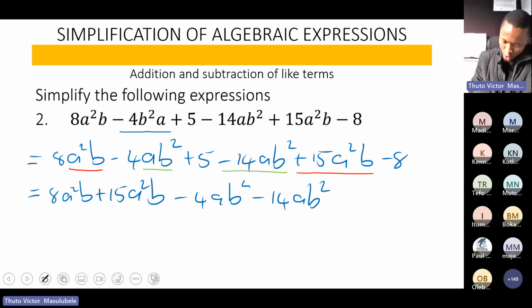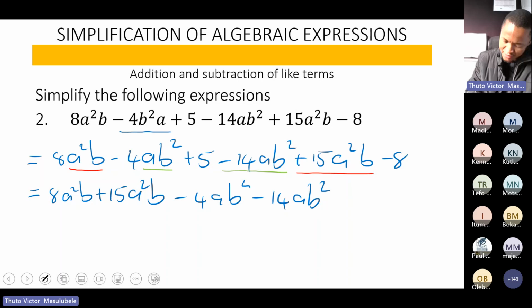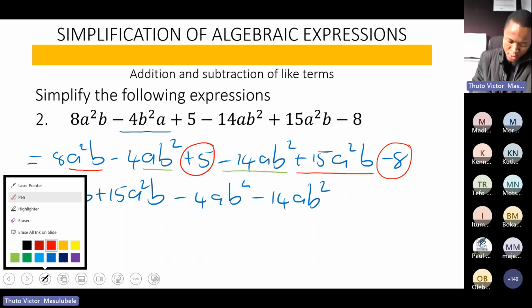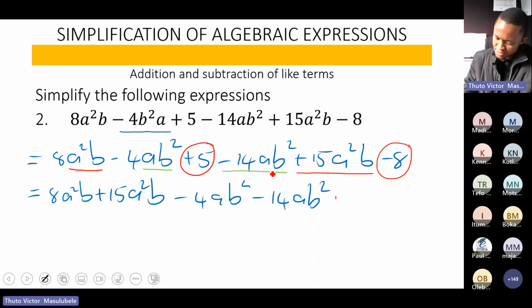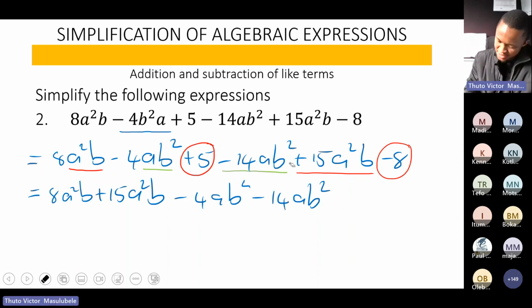And then again with the constants as well. Remember, a constant is a term that does not change in value. So in other words, you have constant terms here, actually two constant terms, and that's positive 5 and negative 8. So we group those constant terms together as well. So we have here plus 5 minus 8.